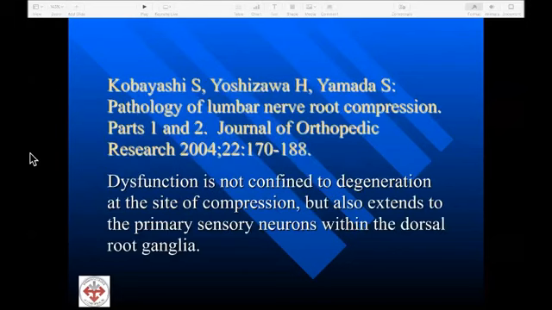It was also noted that dysfunction is not confined to degeneration at the site of compression, but also extends to the primary sensory neurons within the dorsal root ganglion. We sometimes see cases where there's evidence of nerve root compression, but the classic neurological signs following a specific dermatome, affecting specific muscles, and affecting specific reflexes may be absent.